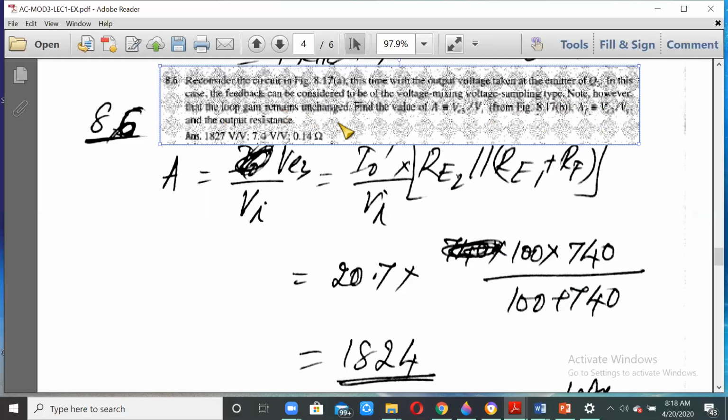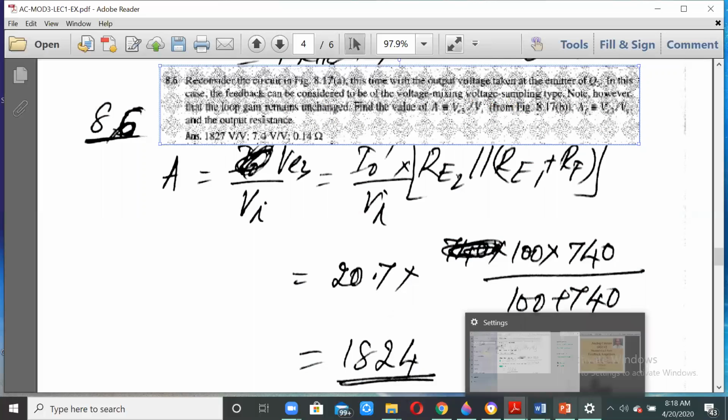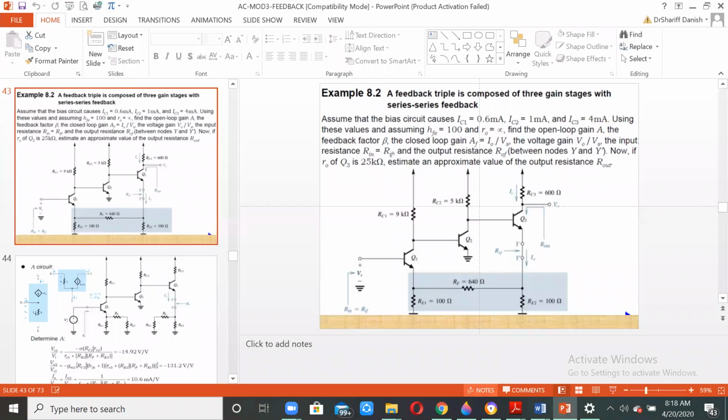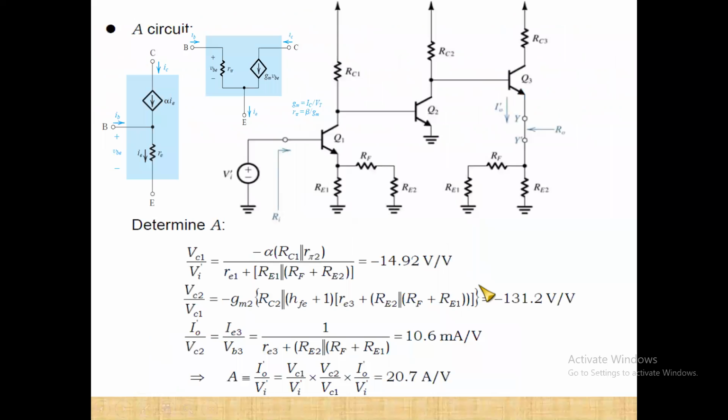output resistance. So for this, we need to go back to the figure corresponding to the amplifier at that time in the example given here. And in this example, you can see output is taken here. In place of this, now it says output should be taken at the emitter side. If you take that, then what really happens? So we have taken the gain to be equal to I0 by VC2. I'm sorry, A is equal to I0 dash by VI, and that we have found out to be 20.7.